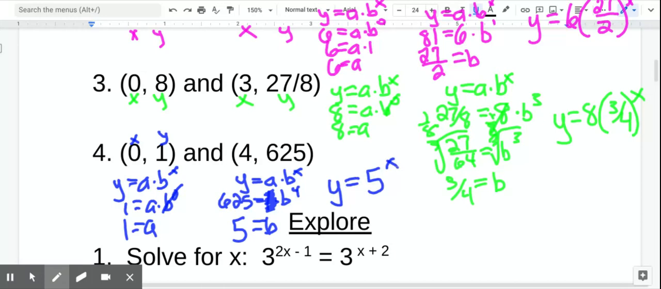So that is how we write our exponential equations if we're given 2 points. We'll check out some different types of problems in the next video.